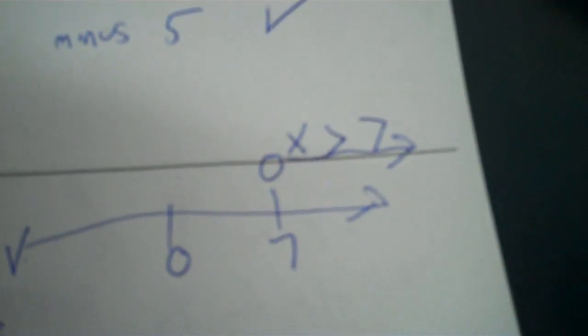Point that nose this way. Okay, I want to make up another problem here. It's going to be a quick one. 3x plus 2 is less than or equal to 3x minus 10.